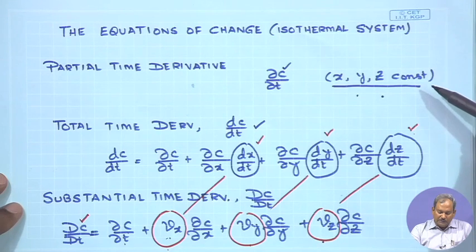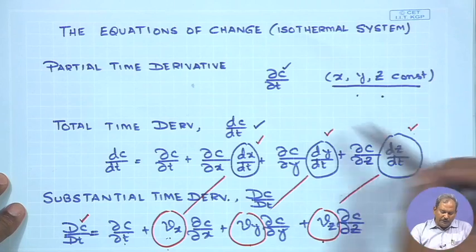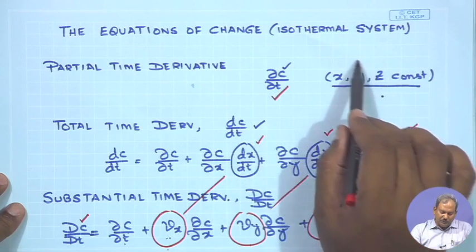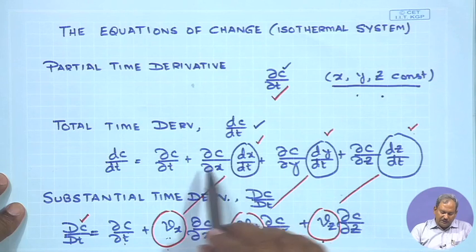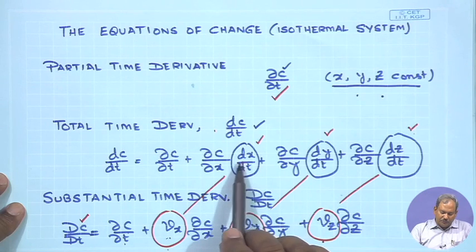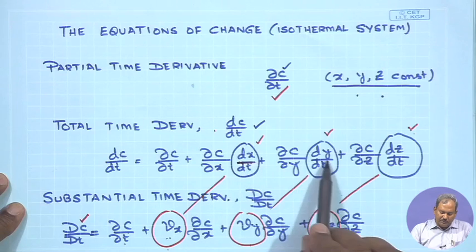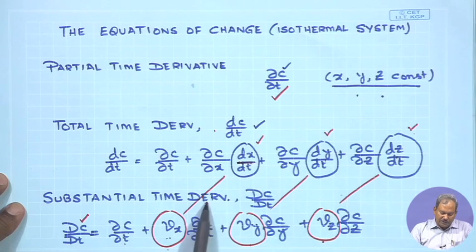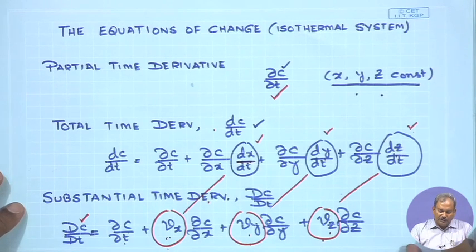So, these concepts are important in our subsequent development: the partial time derivative, where the stationary frame is fixed; the total time derivative, where the reference frame has a velocity of its own; and the substantial time derivative, where the reference frame has the velocity of the fluid. With these concepts clearly understood, we are now in a position to derive the equation of continuity. An equation of continuity is nothing but a statement of conservation of mass.